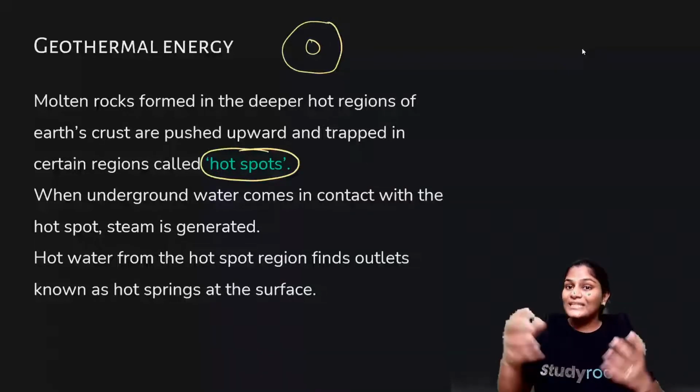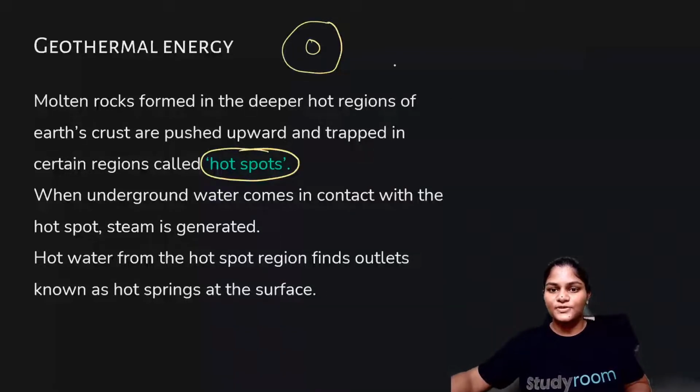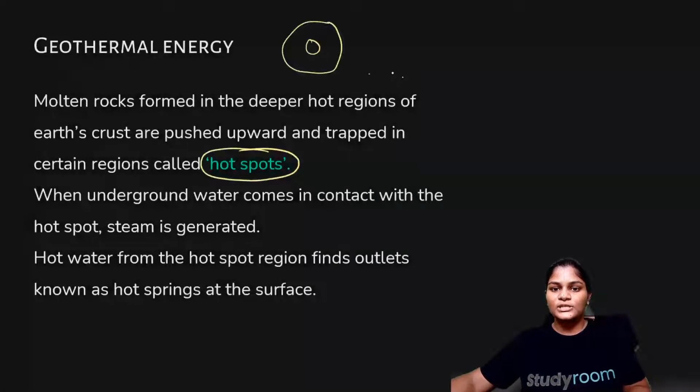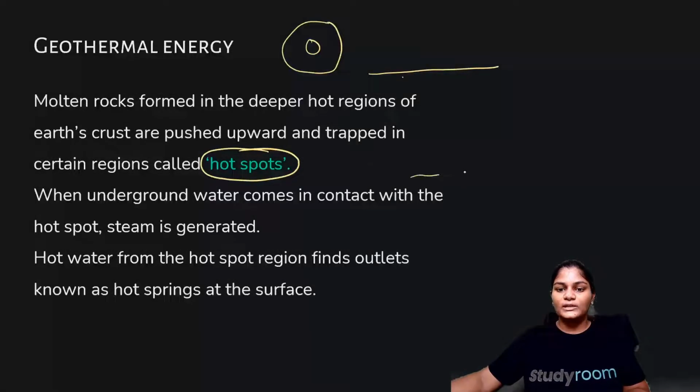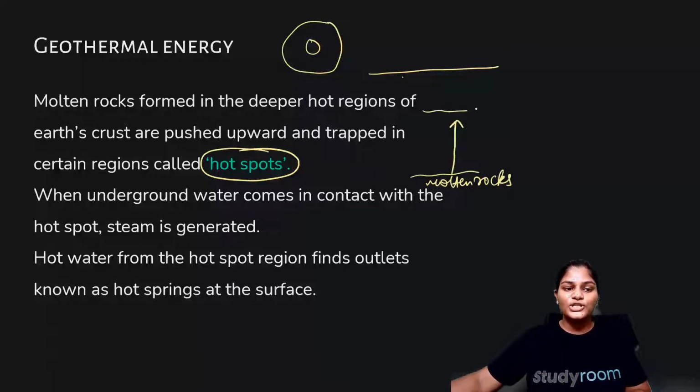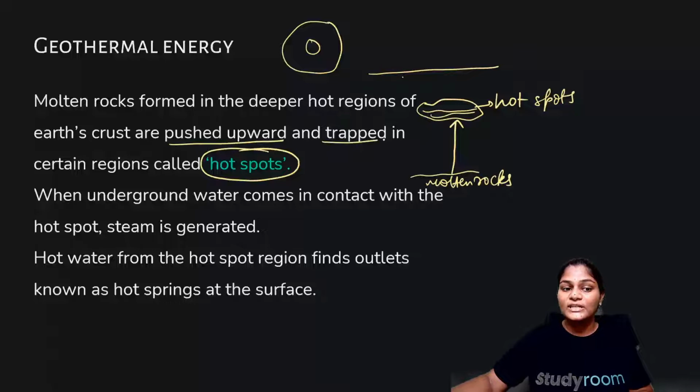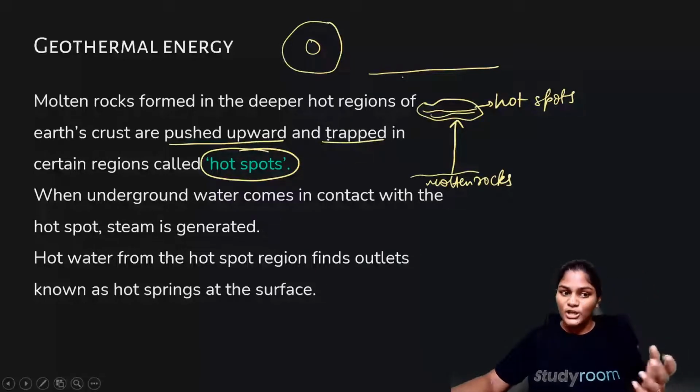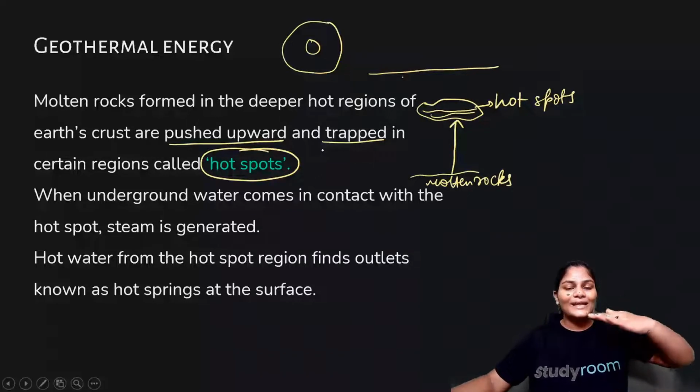So this is the earth's surface, and somewhere deep here are the molten rocks. Sometimes, due to some phenomenon, these molten rocks are pushed upwards somewhere around here, closer to the surface or the crust of the earth. These places are known as hotspots. They are trapped there. So it says that they are pushed upwards and trapped in certain regions known as hotspots.